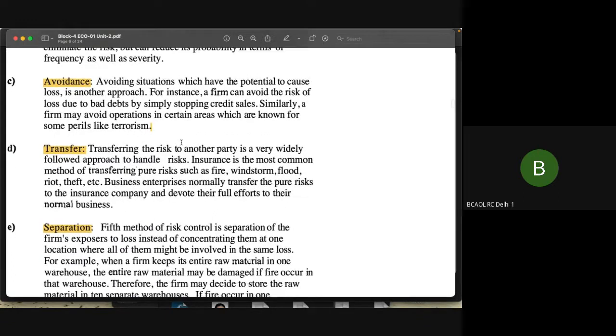Now you are avoiding the loss. How are you avoiding the loss? You know that if you go to Ukraine right now, you might die. Why would you go to Ukraine right now? So you're completely avoiding the risk. You're not doing it at all.